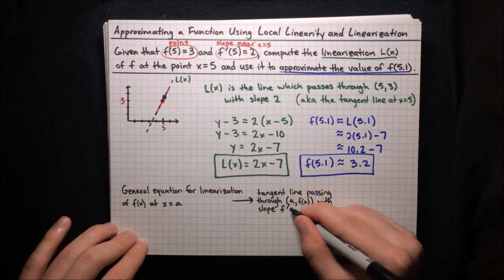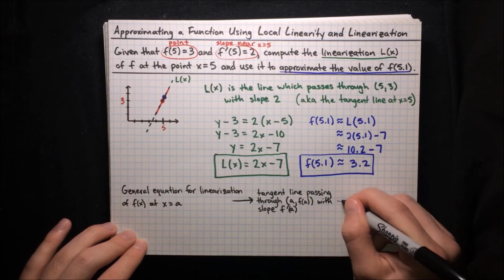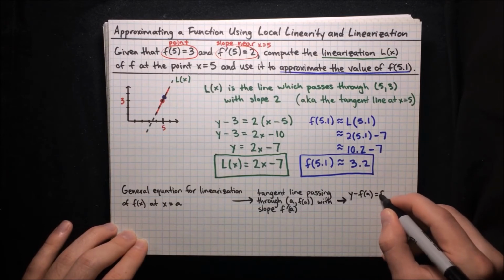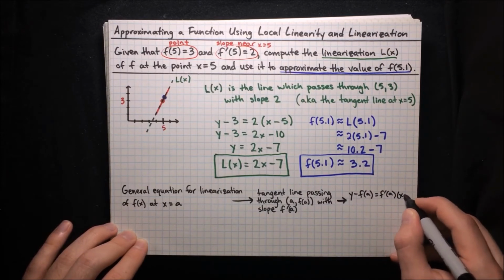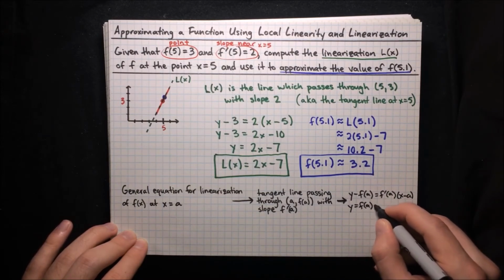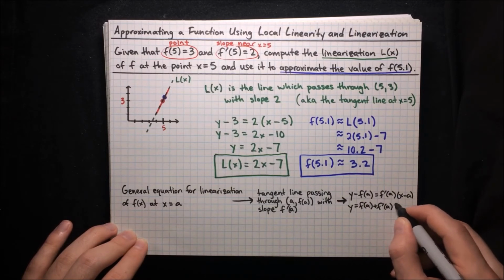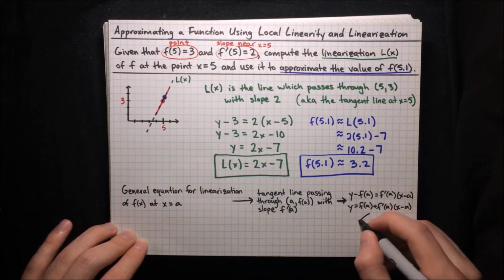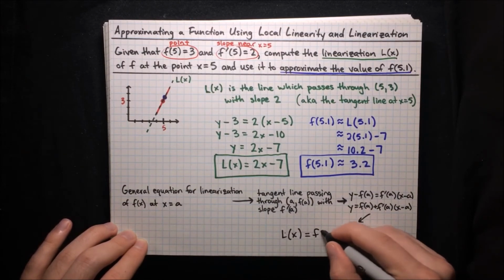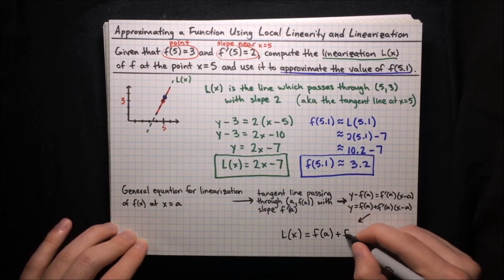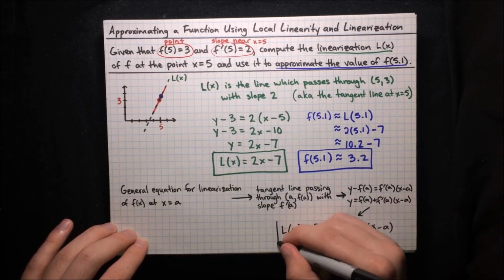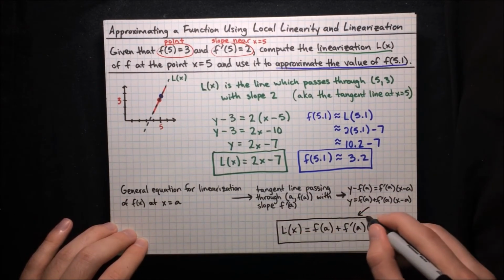f prime of a. So putting that in point-slope form, we have y minus f of a equals f prime of a times x minus a, which simplifies to just y equals f of a plus f prime of a times x minus a, and that means that the general formula is L of x equals f of a plus f prime of a times x minus a. And there we go. There's our general formula.